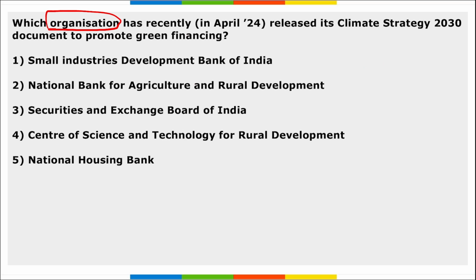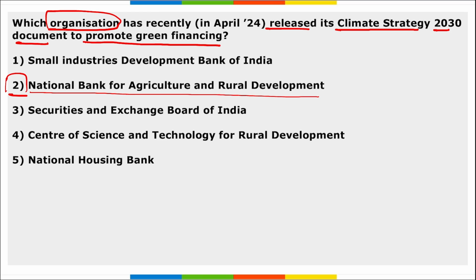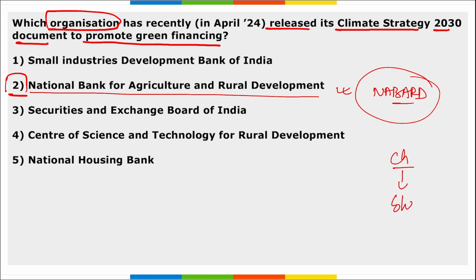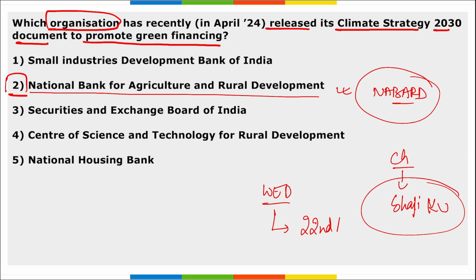Next, which organization has recently released their Climate Strategy 2030 document to promote green financing? It will be the National Bank for Agriculture and Rural Development. Right? NABARD. NABARD released their Climate Strategy 2030 document. This document was released by the chairman of NABARD, and who is the chairman here? Shaji K.V. Right? He is the chairman of NABARD, and this was released during the World Earth Day occasion, that was on 22nd of April.